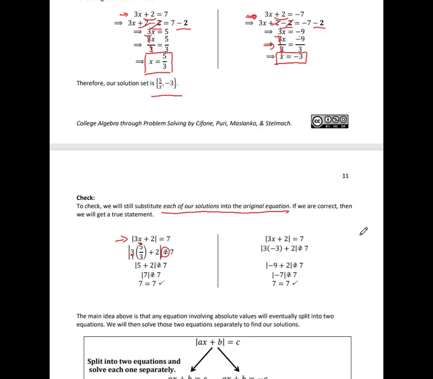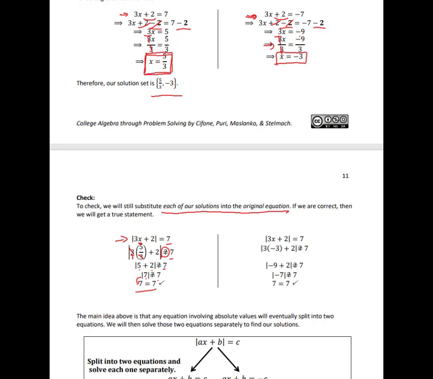This way, you have a fraction multiplied by a fraction. Now we can see that 3 cancels with the 3. So we are left with 5 divided by 1, which is simply 5. And then 5 plus 2 becomes 7. The absolute value of 7 is equal to 7. And on the right-hand side, there's only the number 7. So what we ended up getting is 7 equals 7, which is a true statement. Okay, so that means x equals 5 over 3 is the correct answer.